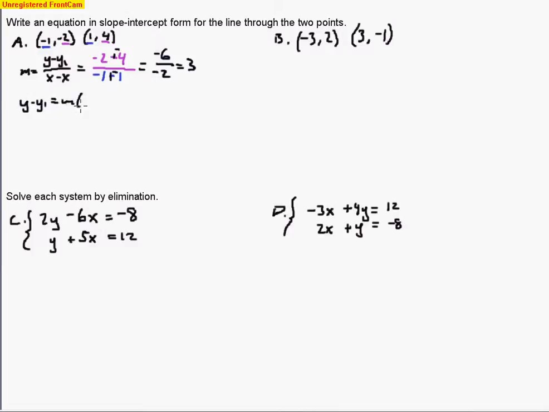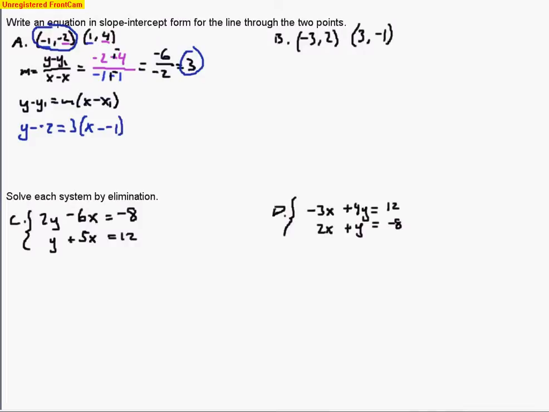And all this does for us is give us a way to plug a point and a slope in. We don't need both points. All we need is one point. So I'm going to take this point right here, this -1, -2, and put it in for y1 and x1. Take the 3, put it in for m. So let's rewrite what we've got. Y minus -2 equals 3 times x minus -1.